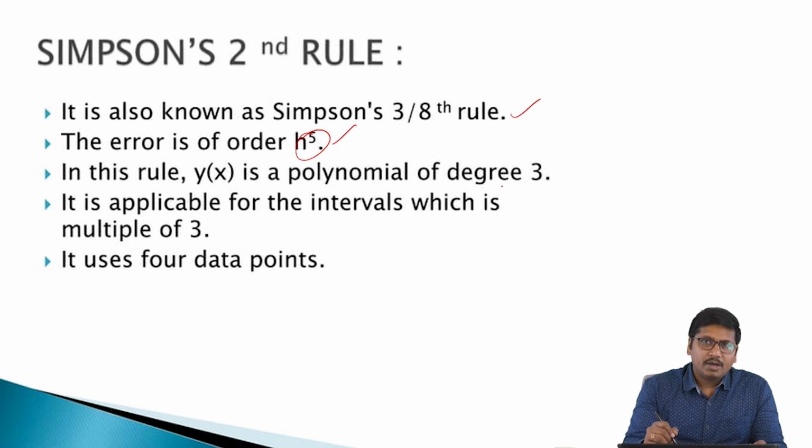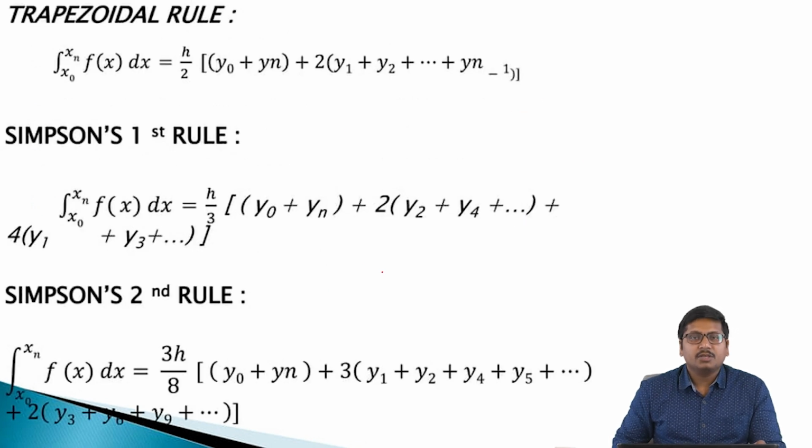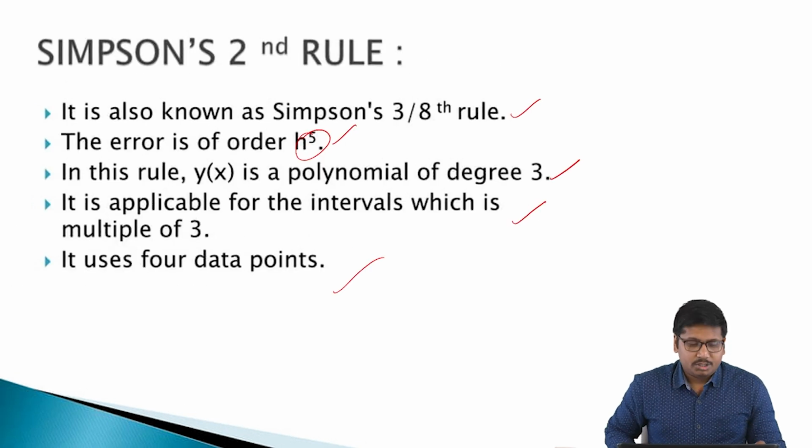So in this rule, y of x is a polynomial of degree 3, and it is applicable for intervals which should be a multiple of 3, and it is also used here for 4 data points.